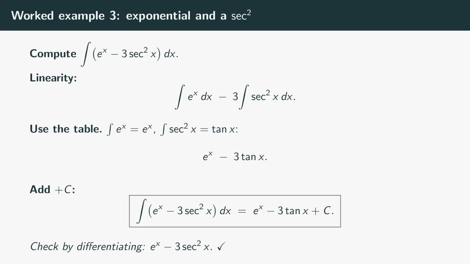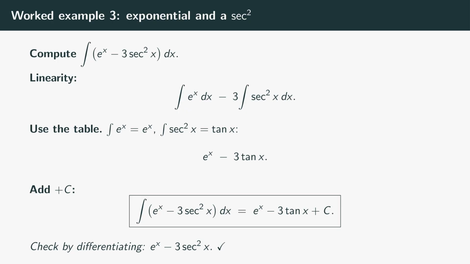Sanity check. Differentiate. Derivative of e to the x is e to the x. Derivative of minus 3 tangent x is minus 3 secant squared x. Derivative of c is 0. Sum: e to the x minus 3 secant squared x. Matches. Notice the pattern across all 3 examples.